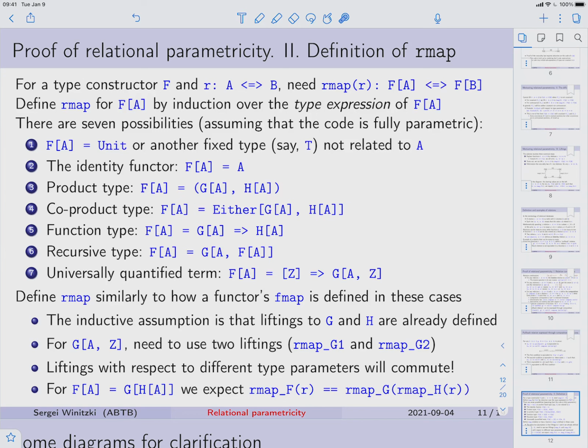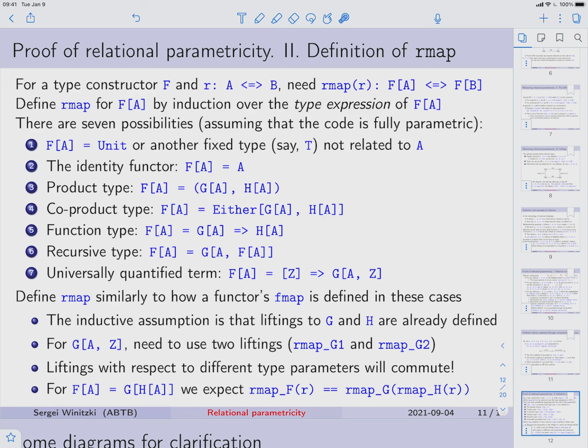And finally, universally quantified, because your functions are allowed to have type parameters. Then you can have another type parameter, say z, and then you have a function with a type parameter z, which returns type g of az, where a is another type parameter, and the result of this only has one type parameter, a. So you're allowed to write code like this. I did not show examples of this code, but you can do that.